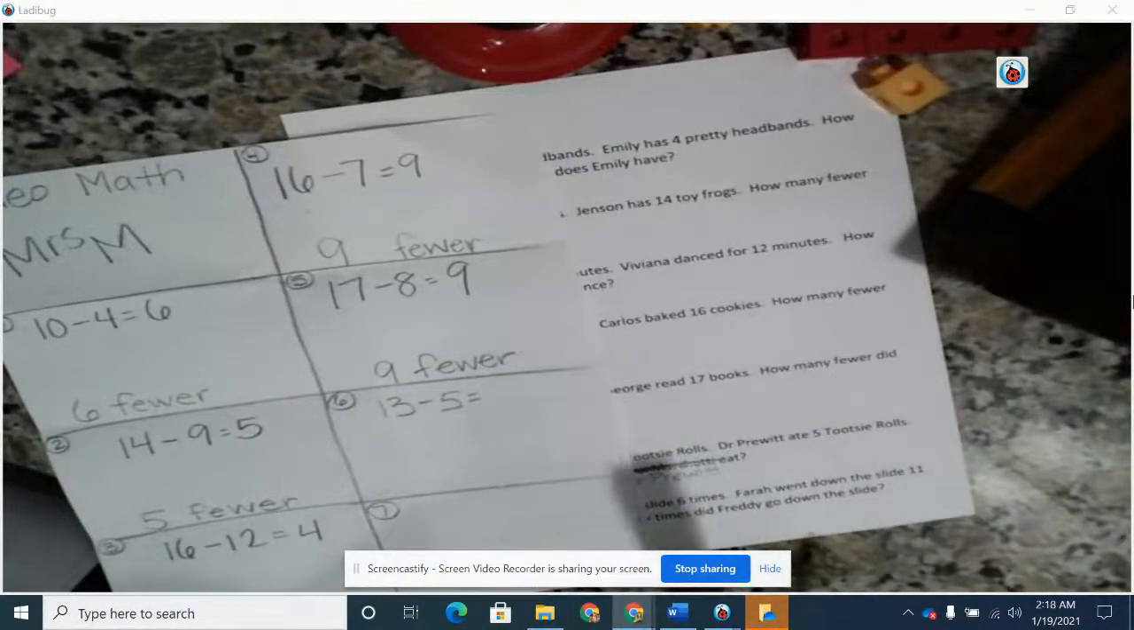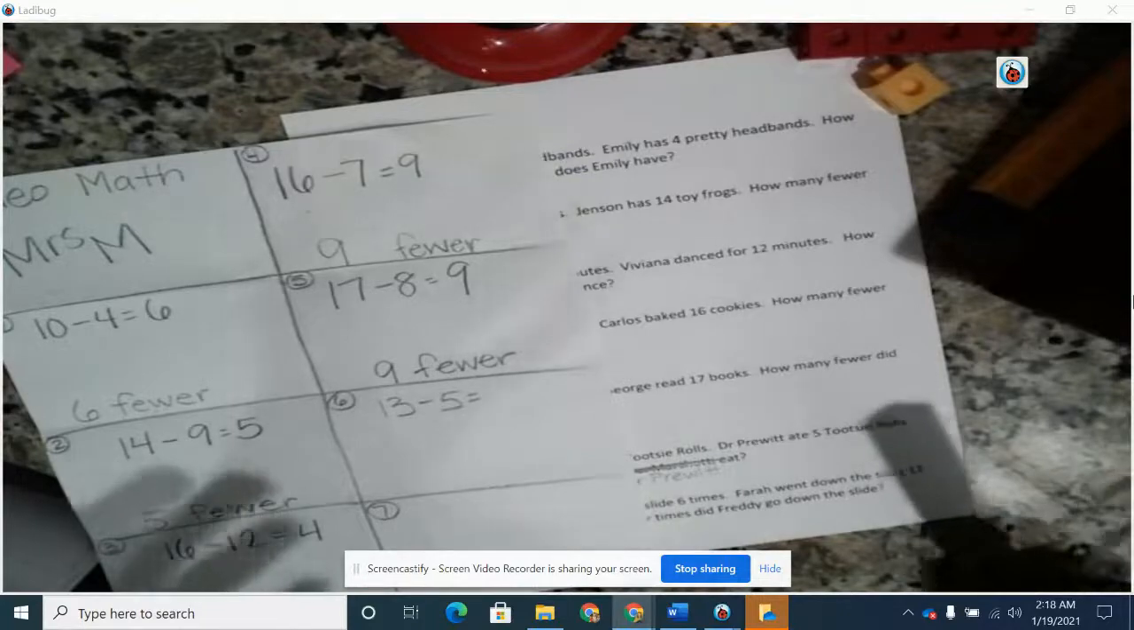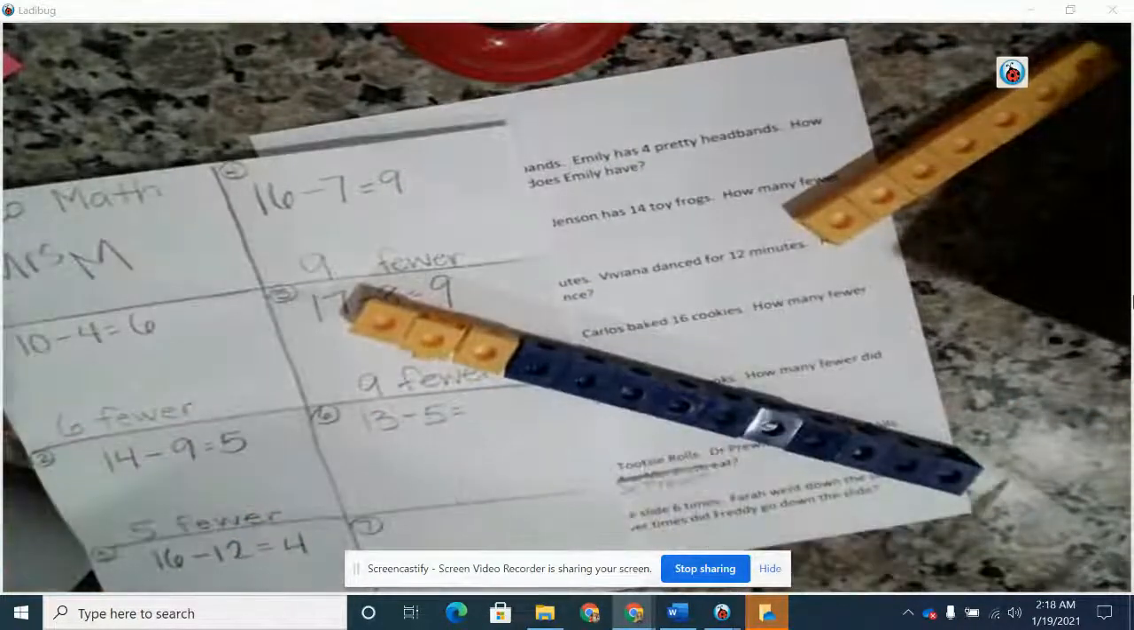I could do place value blocks, or since I have my cubes, I might as well use those. So I'm going to do 13. All of my blue ones equal 10. And then I'm going to put 3 more to equal my 13. Now I don't need to go get 5 and line them up.